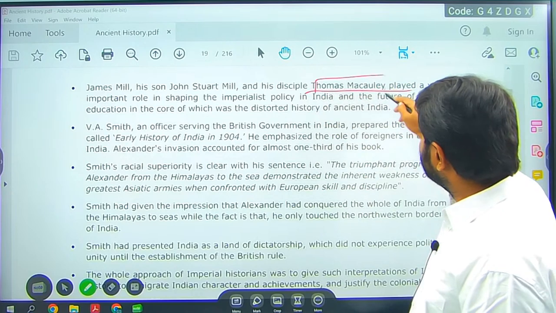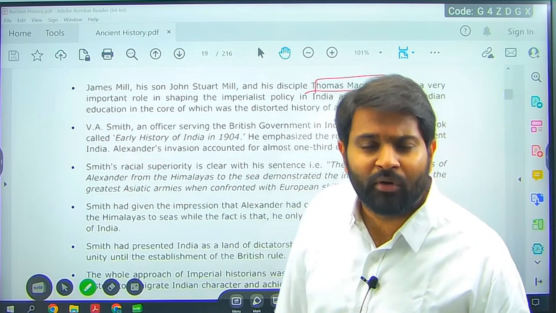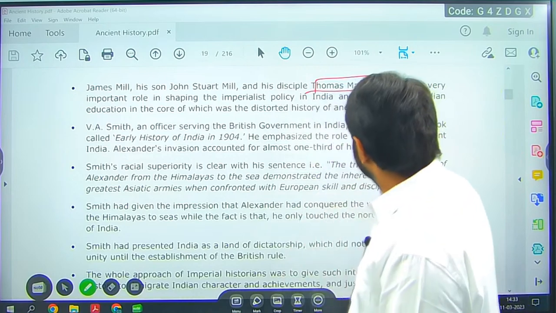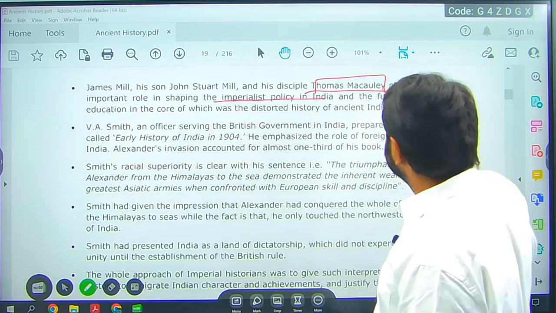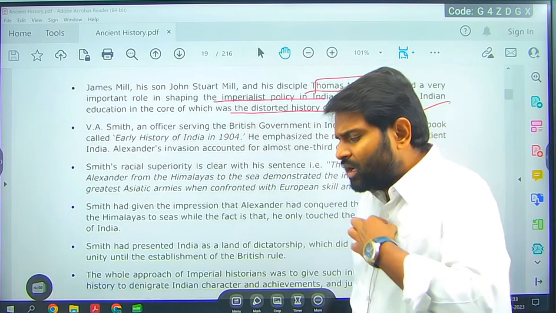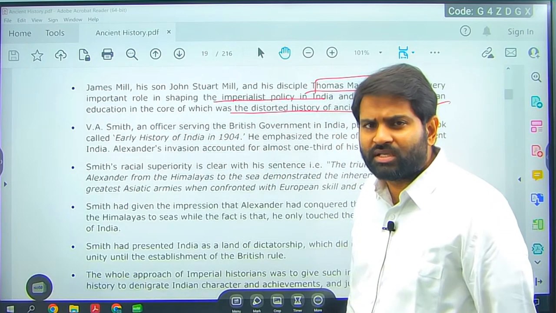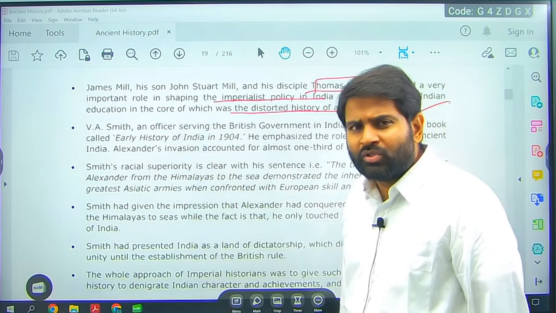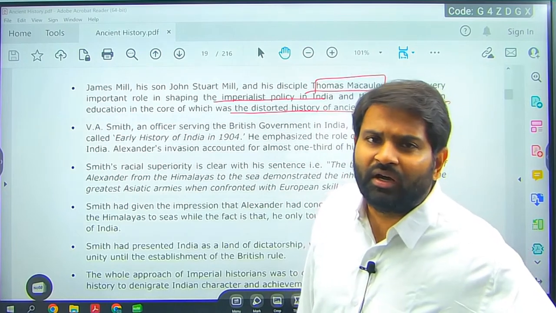Thomas Macaulay, you remember, this is the person who is the reason for those children who couldn't read English even now. He played a very important role in shaping imperialist policy in India and the future of Indian education, and distorted the history of India. NEP is saying that all this education should be in regional languages. These are the people who sat in the 1850s and changed the future of these children of India.